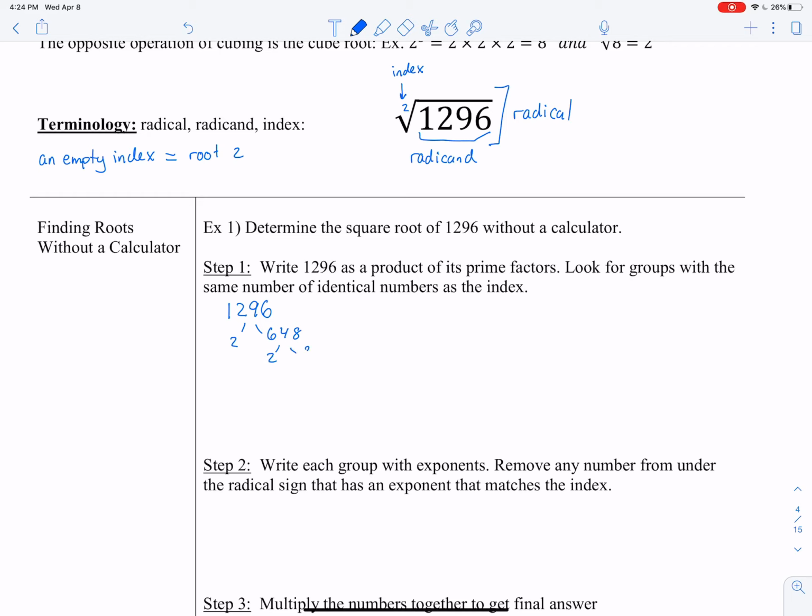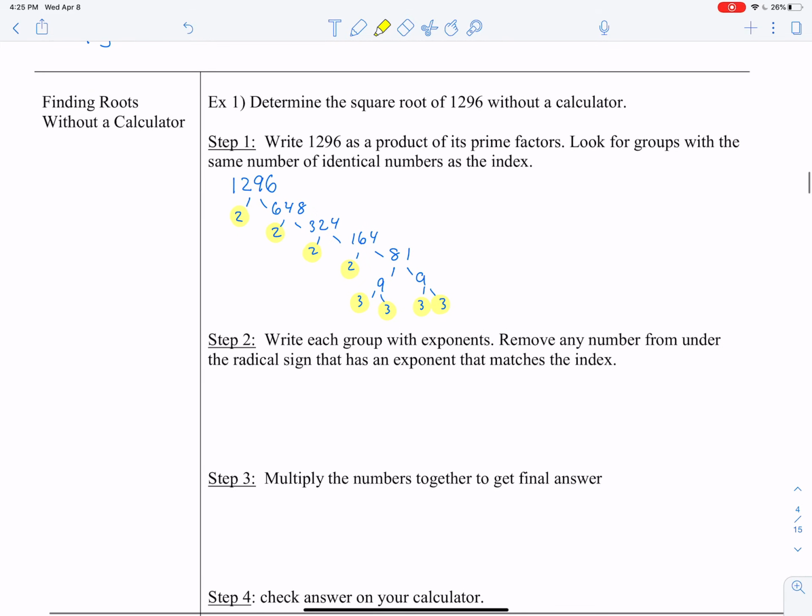2 times, I get 648, then 324, and then 162, then 81. So I know that 81 is 9 times 9. So instead of removing a 3 or anything like that, I'm going to pull out my 9s, and I get 9 is 3 times 3, 3 times 3. Okay, so I'm going to highlight my prime numbers. So those are my prime numbers.